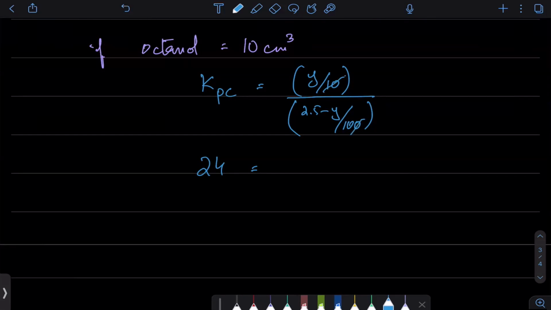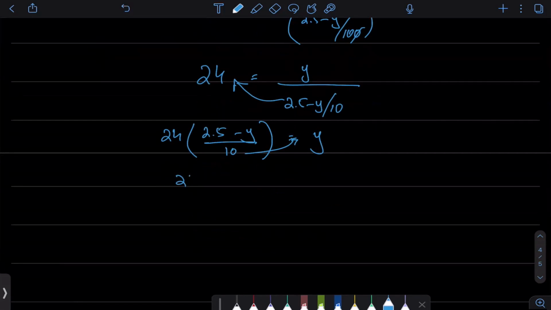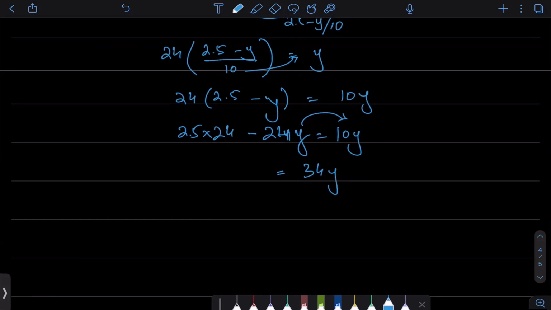सो दिस 10 कैंसिल विद दिस, leaves me with y over 2.5 minus y over 10. I'll just cross multiply this here. So 24 times 2.5 minus y over 10 is equal to y. This 10 I'll multiply here. ठीक है, so 24 times 2.5 minus y equals 10y. So 2.5 times 24 minus 24y equals 10y. I'll bring this here. This is 34y because 24 and 10 add up. That leaves me with 2.5 times 24.